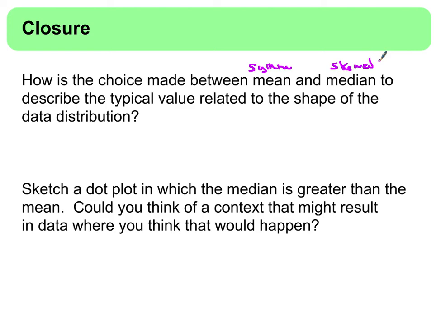And then we also had the opportunity to sketch a dot plot in which the median is greater than the mean. Could you think of a context that might result in data in which this would happen? That takes us to the idea that if we had a dot plot and most of my data would be over here, and then it began to tail off to the left, my median would fall somewhere over here, while my mean would fall somewhere over in this region.